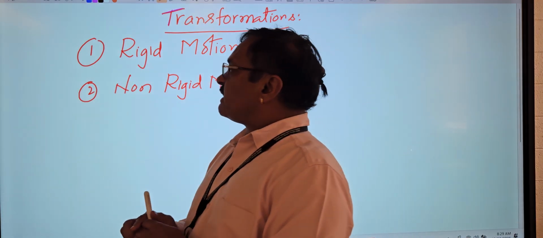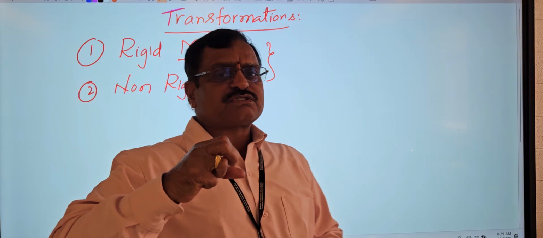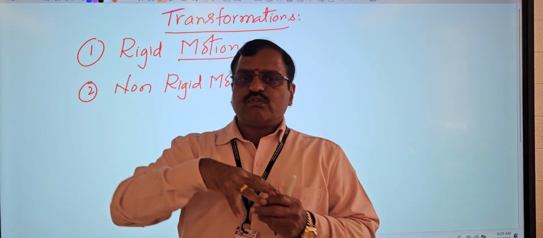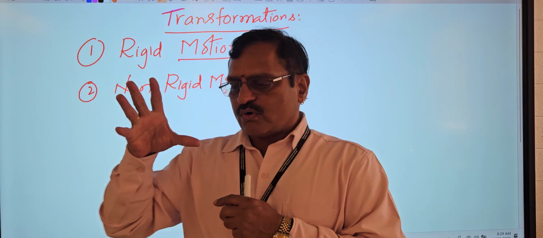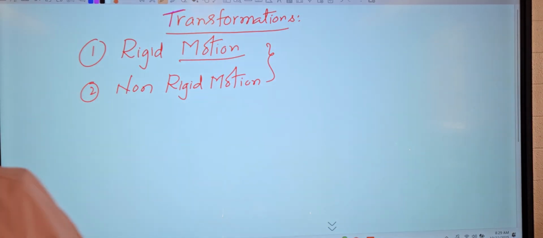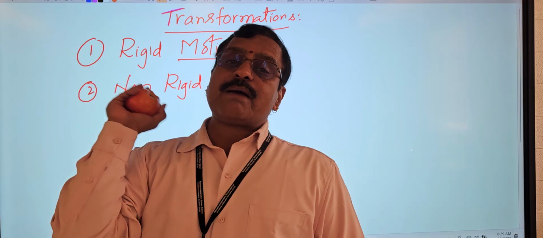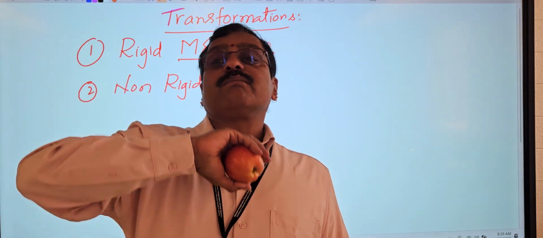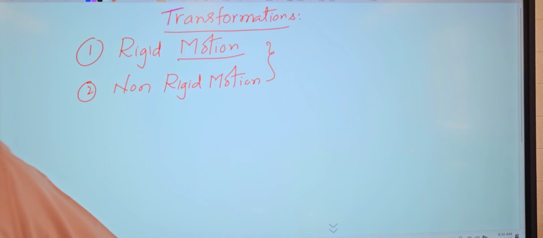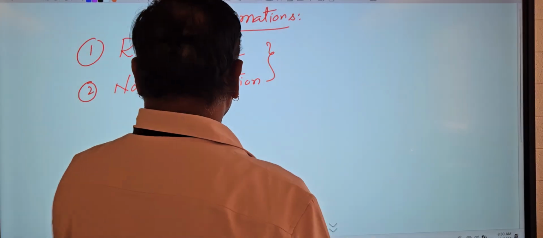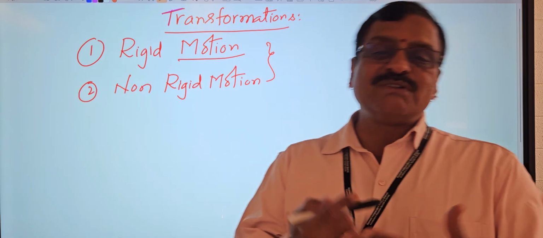Okay, now I explain what motion is. What does motion mean? If you apply a force on an object, it moves from one place to another place. For example, if you throw an apple, by applying a force, what happens? It moves from one place to another place, like that. It's a motion. Now the motions are of two kinds. One is a rigid motion, the other one is a non-rigid motion.